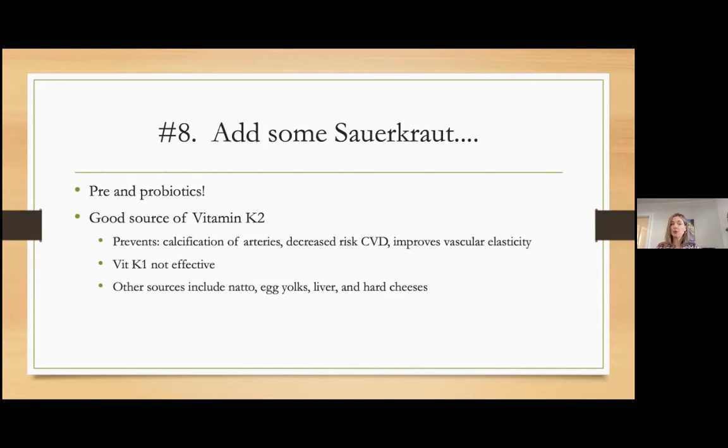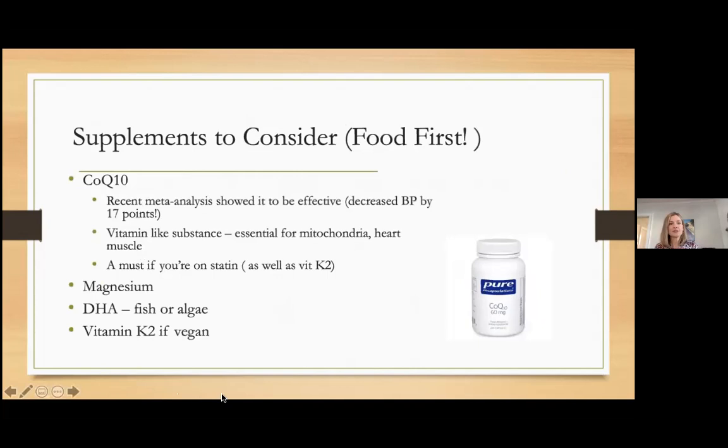And K2 is a type of vitamin K that's a little bit different from the regular vitamin K that we know from leafy greens, because it helps prevent that hardening of your arteries, the calcification of your arteries. So that's a good thing.